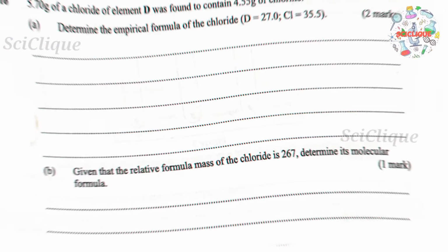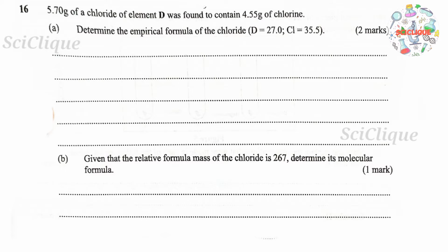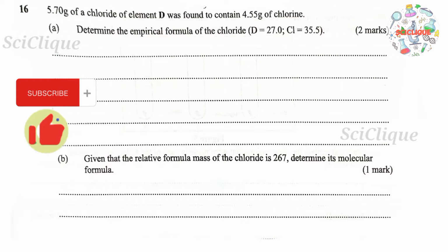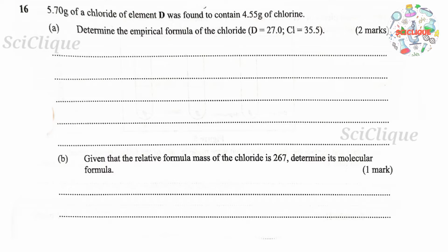Question 16. 5.7 grams of a chloride of element D was found to contain 4.55 grams of chlorine. Part A. Determine the empirical formula of the chloride. Okay, so we are going to determine the empirical formula. Now, our first step is this. We need to find the mass of element D.